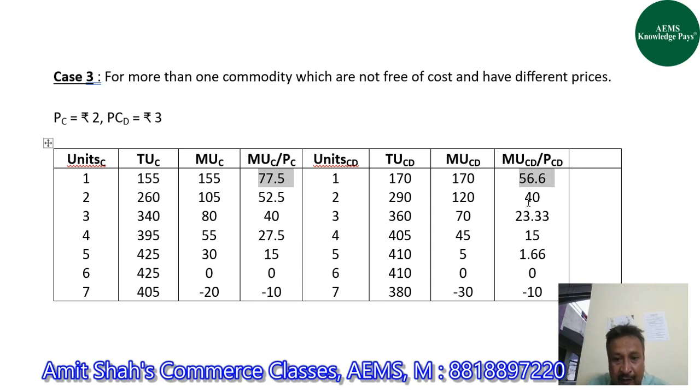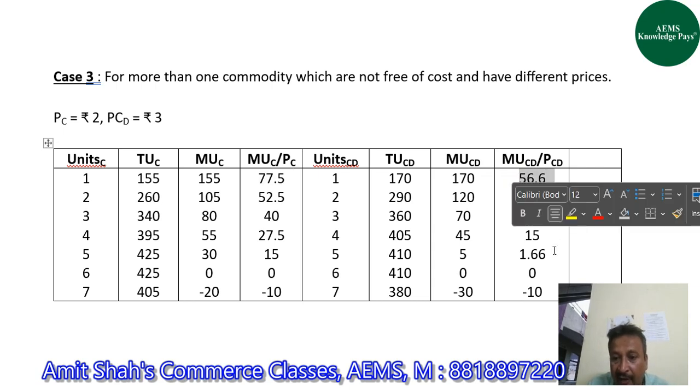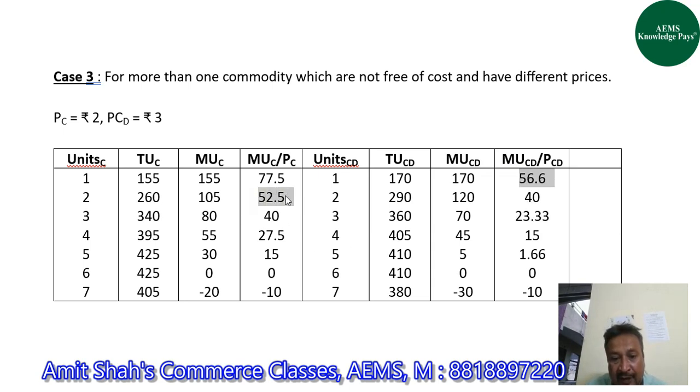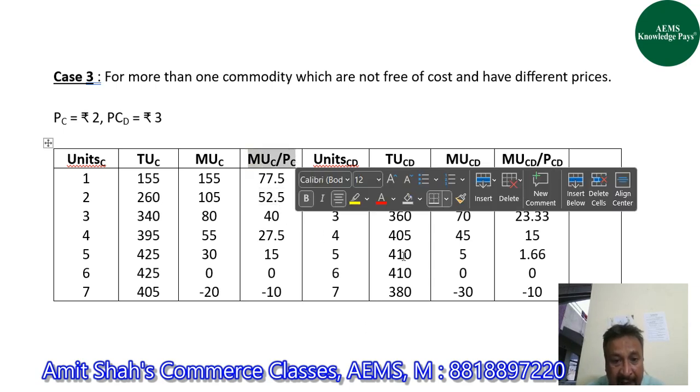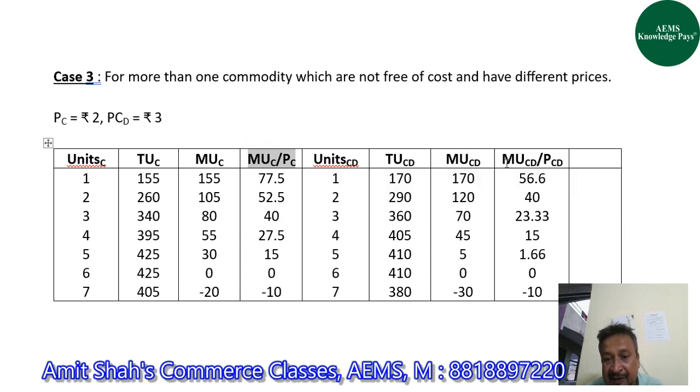Am I clear? If you see here, it is giving him utility of 56.6 utiles per rupee and here it is giving 52.5 utiles per rupee. Which one should he buy? Cold drink, because it is giving him more utility per rupee. So to have equilibrium, to have balance so that he would purchase both commodities, he finds where MUC upon PC is equivalent to MUCD upon PCD. And that is happening here.